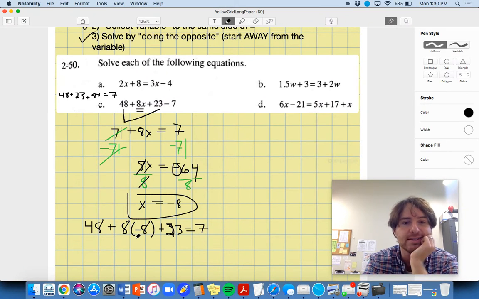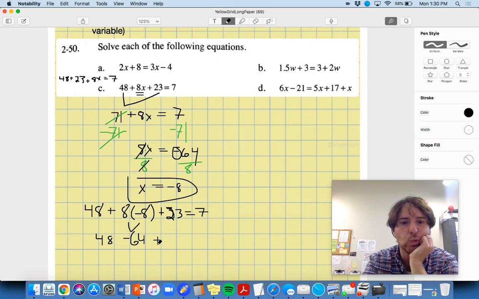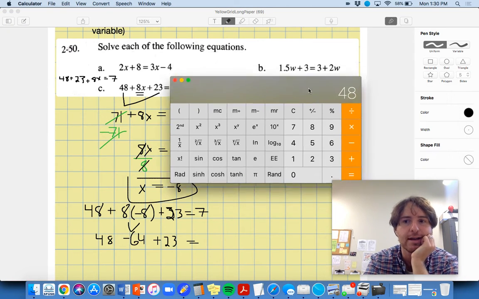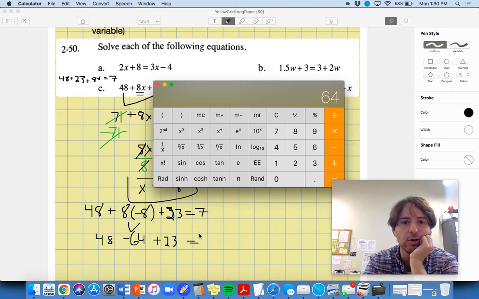Okay, 48 plus 8 times negative 8. Well, remember that was negative 64. Okay, and 48 minus 64 is what? Mental math, right? We have calculators out that we have here. Here, I'm going to show you that's going to be 7 here using my calculator. Okay, double check here. Make sure you got the right answer. 48 minus 64.